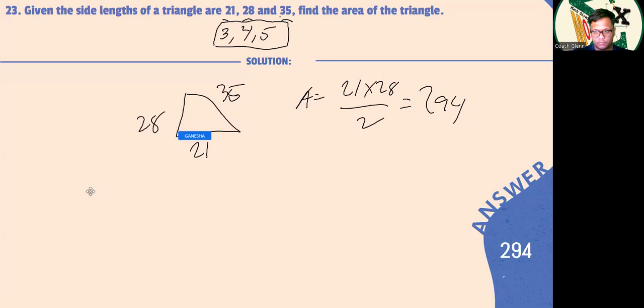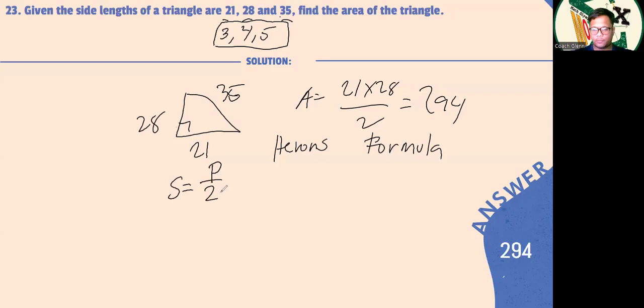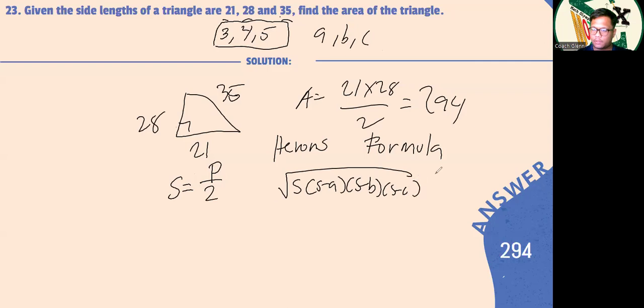Sir, if the triangle is not right angled, is there a formula to find the area? Yep, we need to use Heron's formula. So Heron's formula is like this. First, you get the semi-perimeter. So that's the perimeter divided by 2. Okay. I think you already know how to get perimeter, right? Next, we let our sides be A, B, C. Then it's going to be the square root of S times S minus A times S minus B times S minus C.